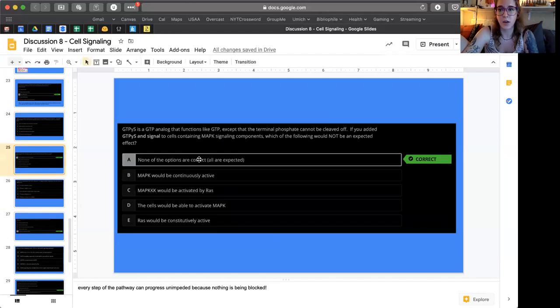A, none of the options are correct because all of the following are expected. And this is because the question asks what would not be expected. And we actually expect every single one of these. So hopefully you can look at these and say, okay, MAPK would be continuously active, MAPKK would be activated, cells would be able to activate MAPK, RAS would be constitutively active. And we know that these all have to be true because we're always going to have that G protein in its active form, which is kind of like the big kahuna of controlling the rest of the pathway.